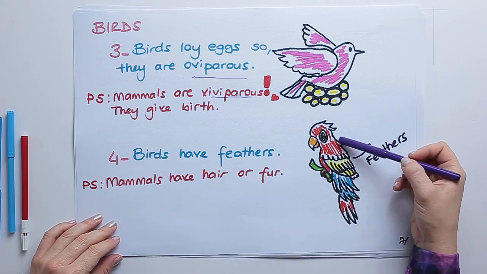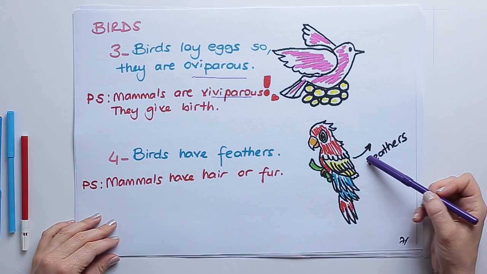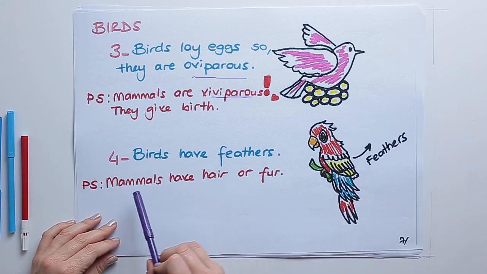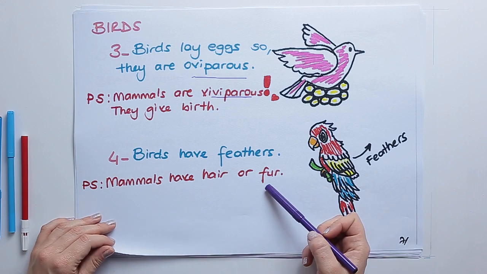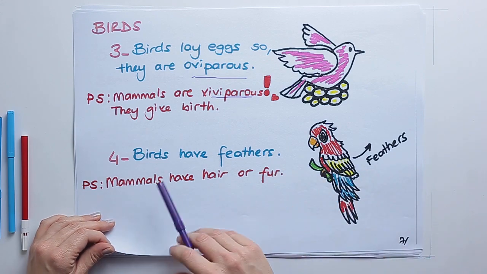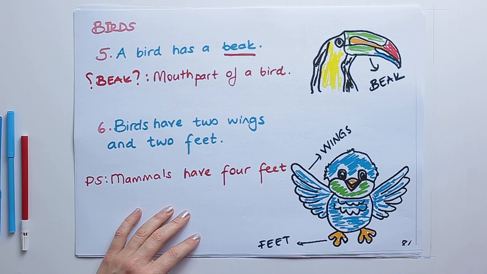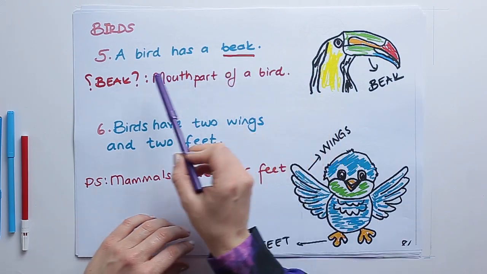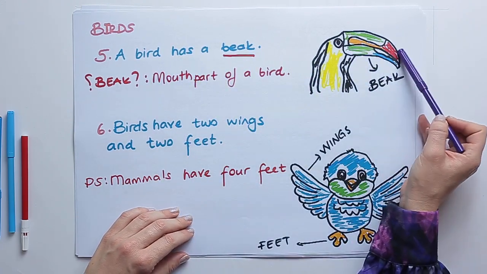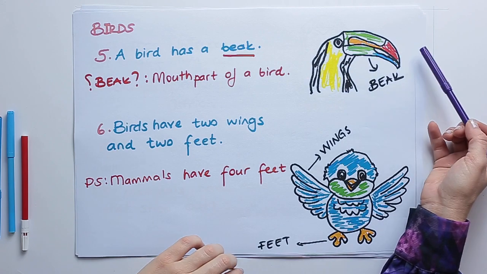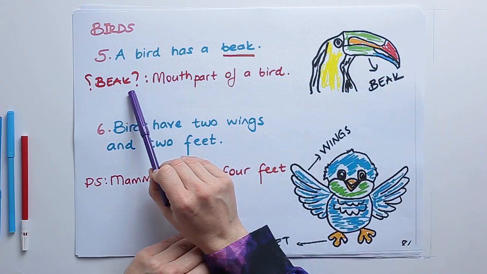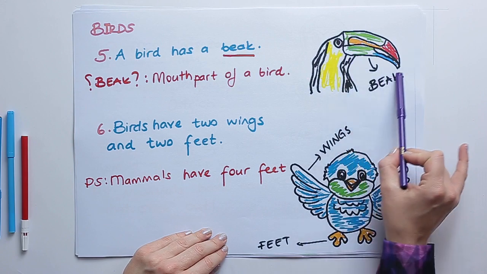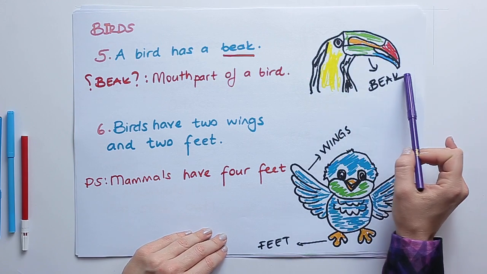And birds have feathers, just like you can see. These are called feathers. Mammals have hair or fur, which is different than birds. Fifth feature of birds, a bird has a beak, as you can see. Sometimes it can be colorful, just like this one. What's a beak? The mouth part of a bird. This is called a beak.